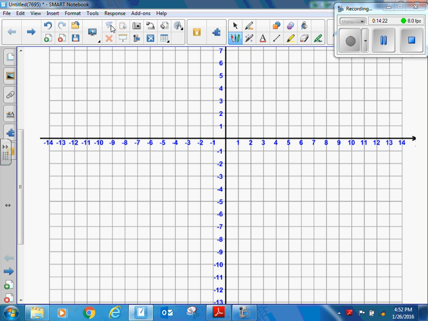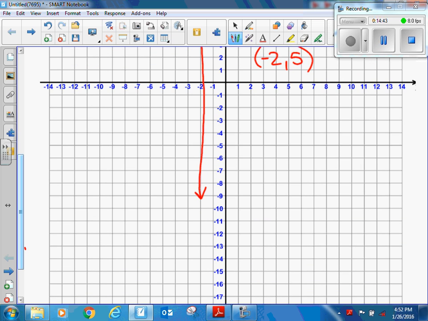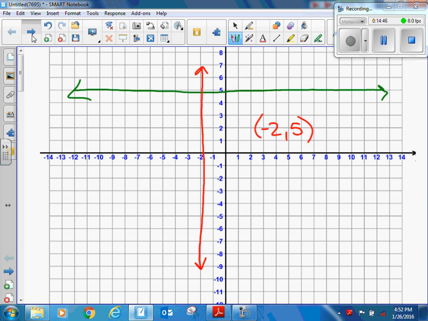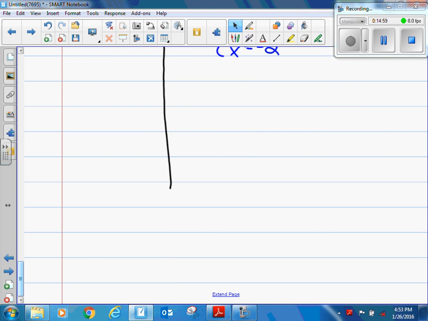So I have y equals 5. And I have x equals -2. So right there, I know that I have the ordered pair (-2, 5), which makes sense looking at the equations. So I can go back to my page and say, okay, the solution to this is (-2, 5). All right, last one, and it's going to be the most complex that you are going to see.